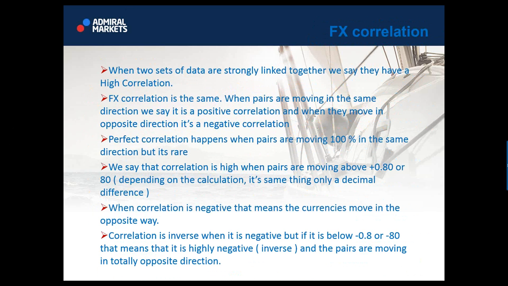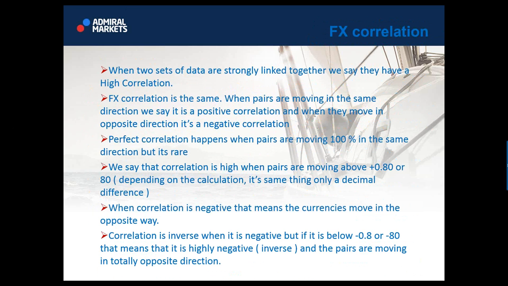When pairs are moving in the same direction, we say it's a positive correlation. And when they move in the opposite direction, it's a negative correlation. Okay? So do not be confused with high correlation and low, because low, moderate, strong, and very strong correlation can be either positive or negative.